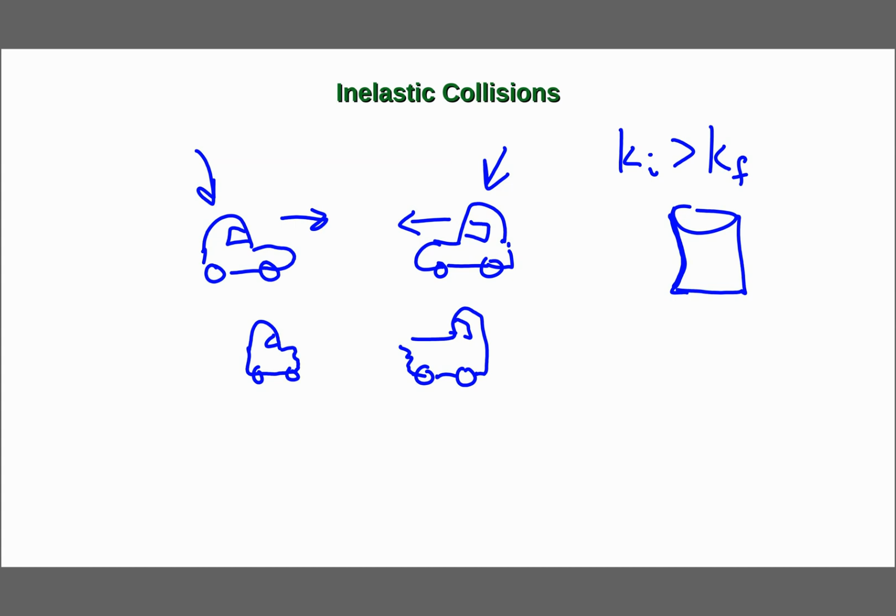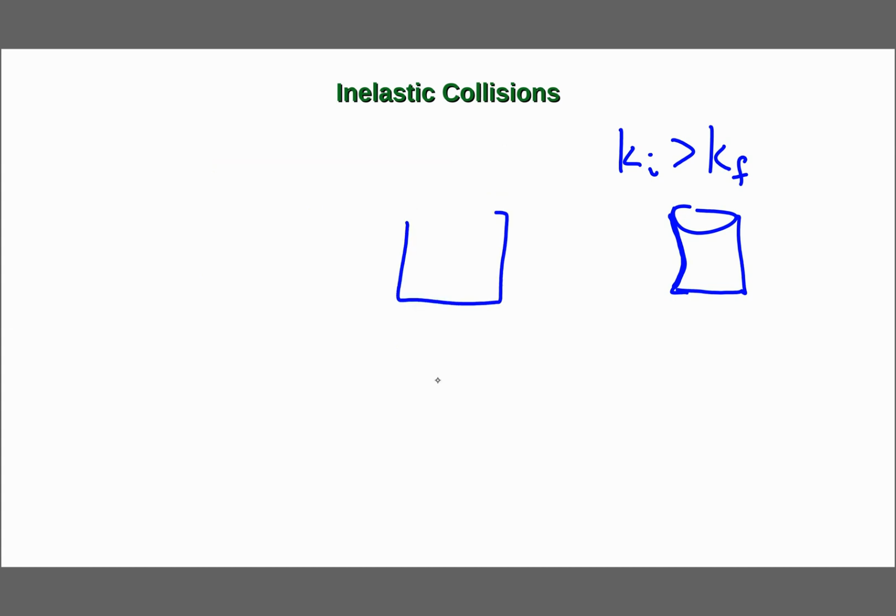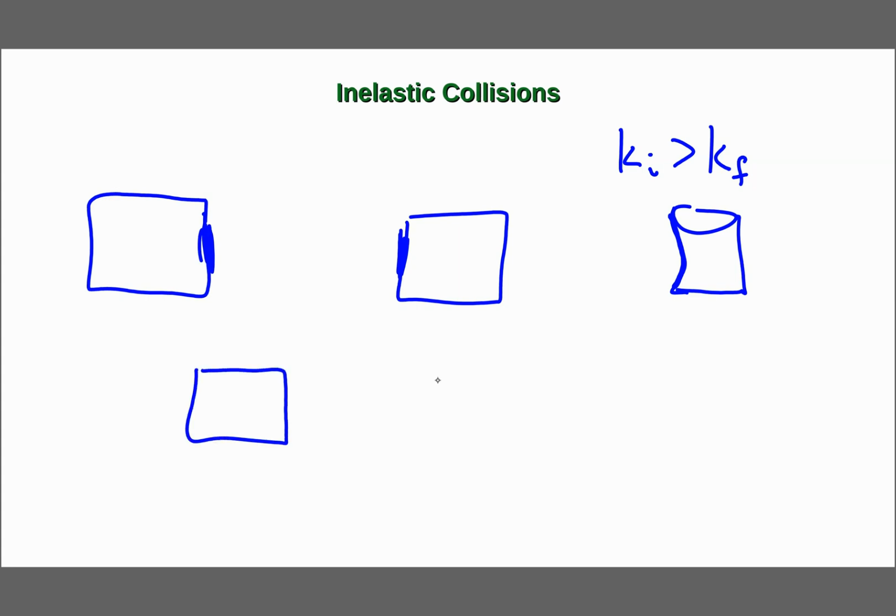Another example is when two objects stick together, okay? So imagine that I had two blocks, okay? And instead of springs on the front, they had Velcro on the front, okay? So then when they bump into each other, they stick together like this, okay? When objects stick together, some of the kinetic energy is removed by non-conservative forces acting to hold the two objects together. So in this case, again, Ki greater than Kf, okay?